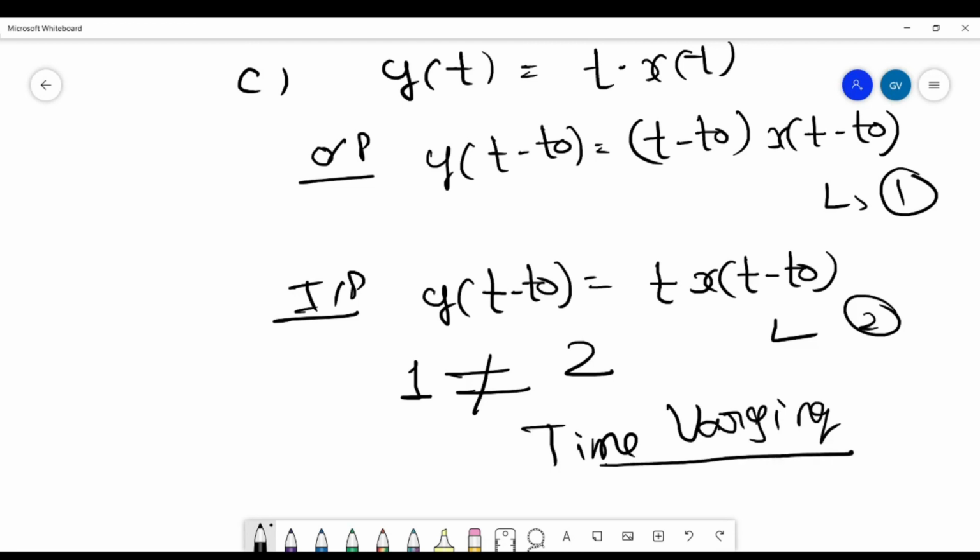Okay, so till now we have seen three types of system. First one was static and dynamic. Second was causal, non-causal, anti-causal. Third one was time variant and time invariant. Now the other three types I'll be discussing in the next lecture.